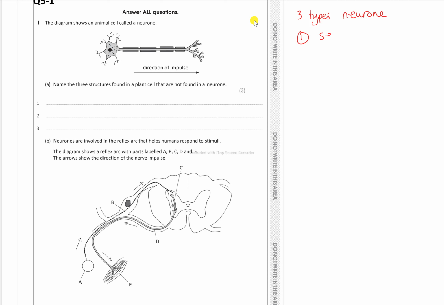One was a sensory neuron, the next one was a relay neuron, and the third one was a motor neuron. We need to know the structure of these. The sensory neuron looks like this, the body, this bit here. A motor neuron has the body at the end, and then you've got the muscle here. Let's just say muscle. That is the effector.